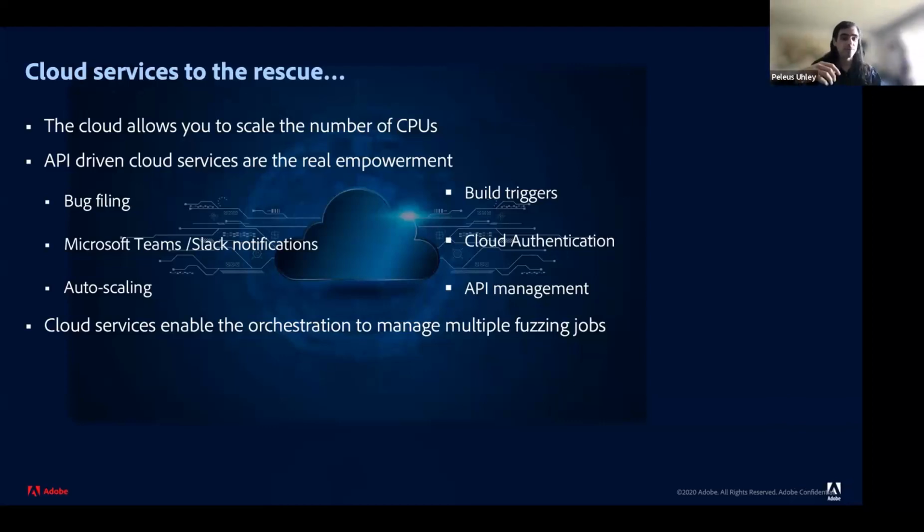So webhooks for Microsoft Teams or Slack. It's the ability to have cloud-based authentication, so you can just authenticate using Active Directory rather than sharing a bunch of SSH keys. Build triggers, auto-scaling, API management. All of that's what's enabled the orchestration to exist to manage all these fuzzing jobs and answer those questions I mentioned earlier about, okay, how are you going to spread this out across multiple machines? And then how are you going to get it all filtered back in and distilled and deduplicated and to the right owners?